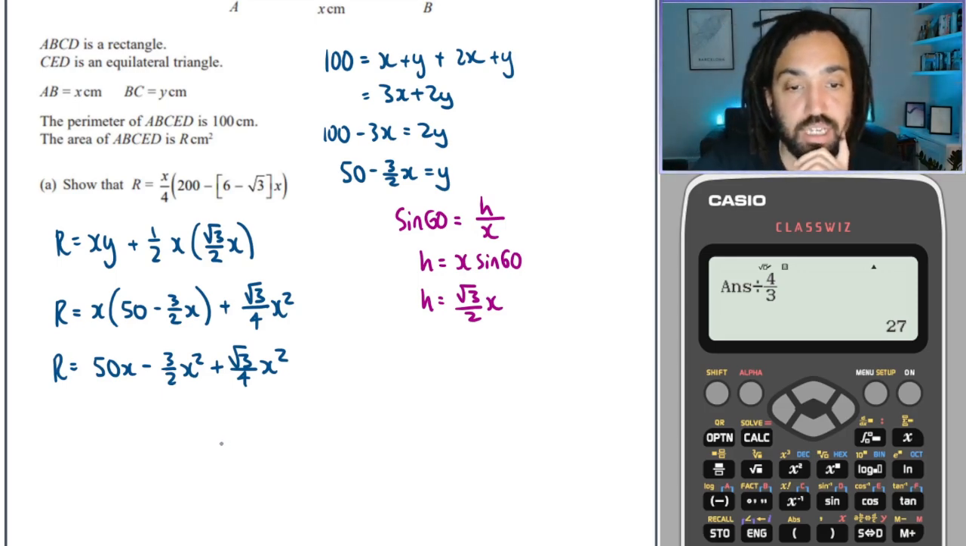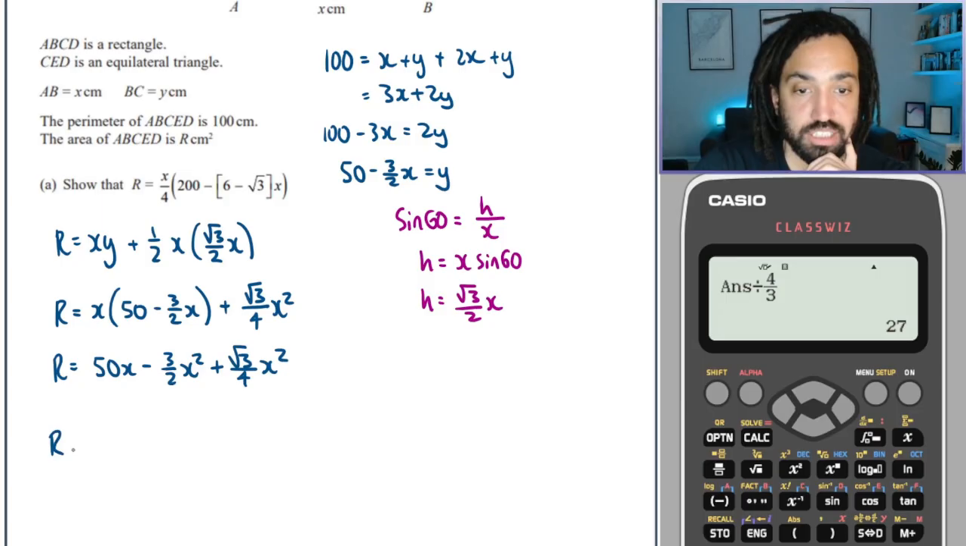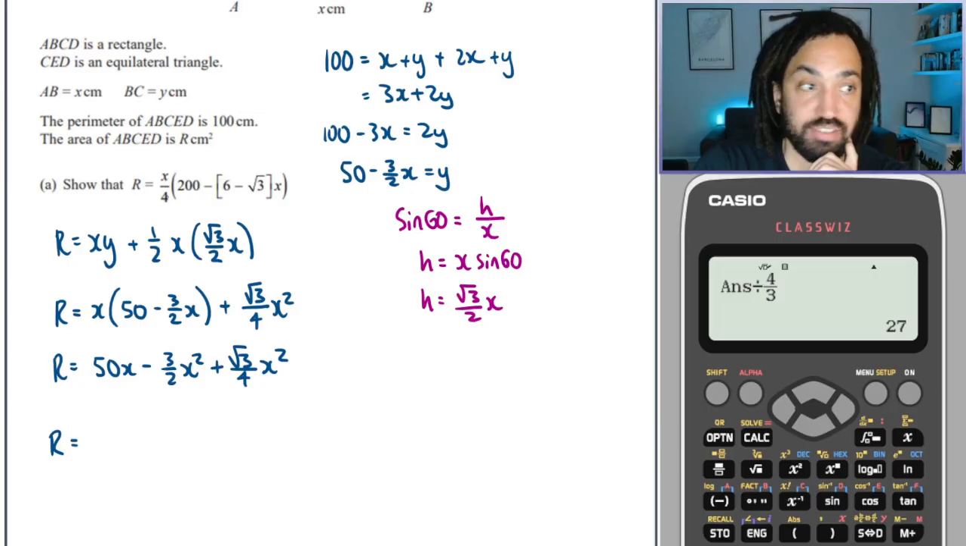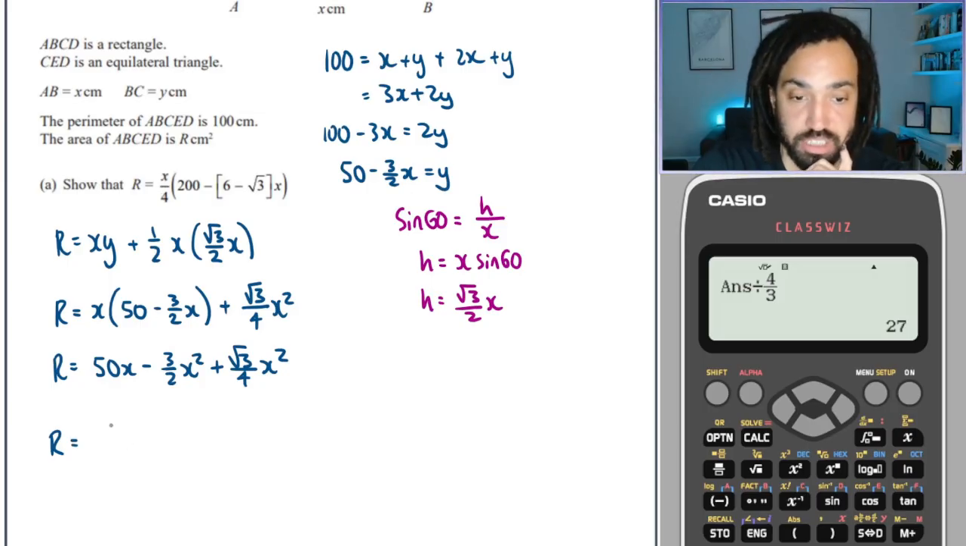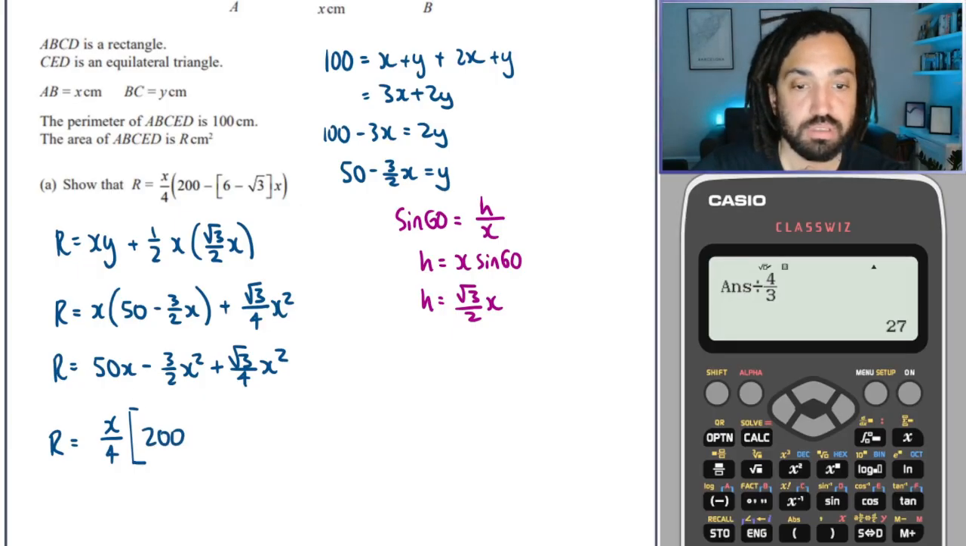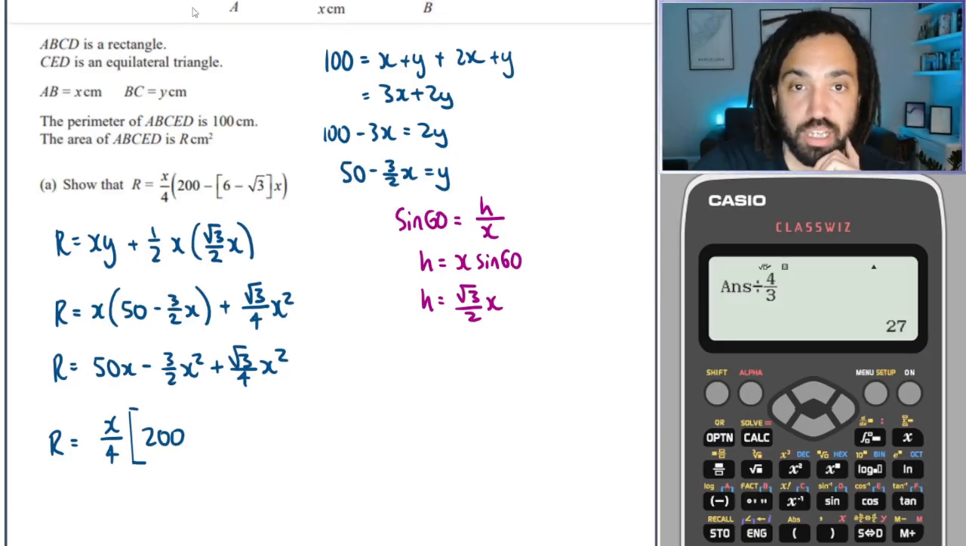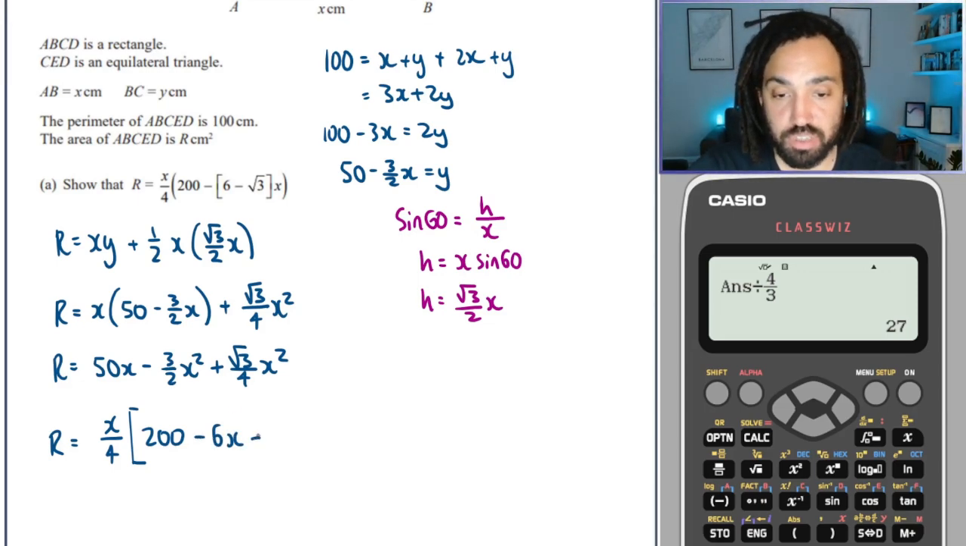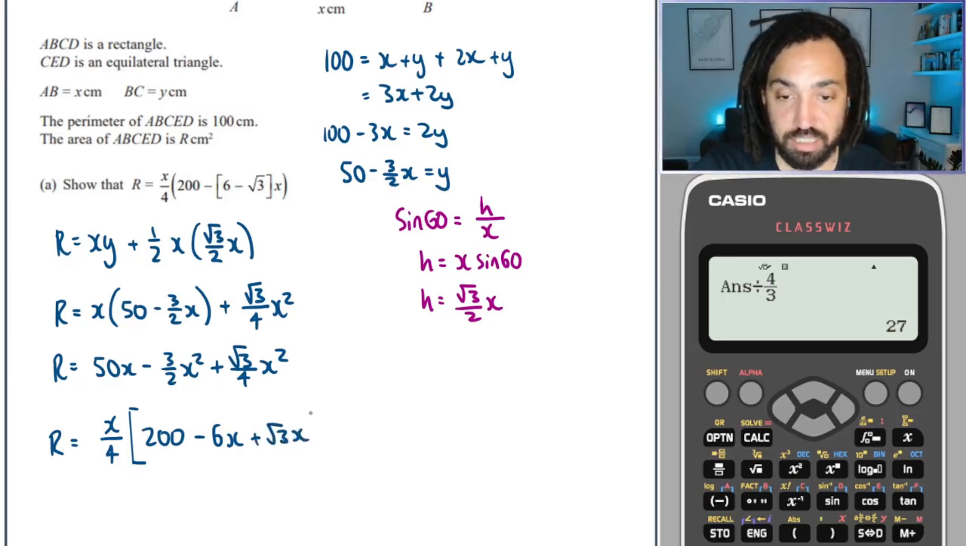Okay, let's take out a factor of a quarter and x, because I can see that they've taken out a quarter x, so we need to do the same. So by taking out a quarter x, I'm going to times everything in the bracket by 4 and remove an x as well. So that will give me 200. Okay, and then timesing by 4 gives me minus 6, and I have to take an x out as well, so it's just minus 6x. And timesing this by 4 gives me root 3, and again I have to take an x out, so it's just x.